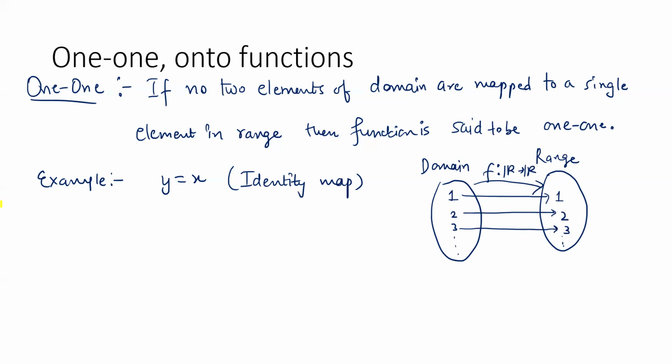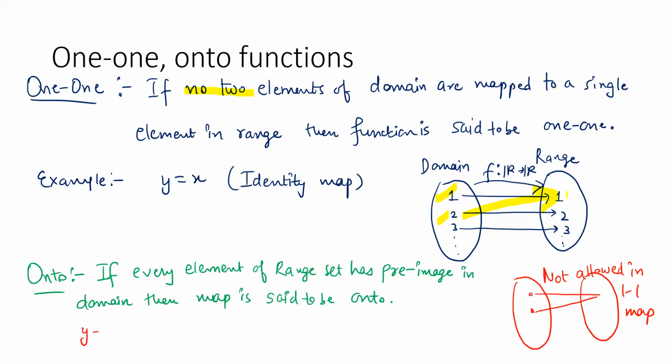So if you read the definition again, no two elements of the domain are mapped to a single element. That means each element in the domain is going to have its unique image. And obviously, you cannot have the situation like this. 2 cannot be mapped to 1. So no two different elements of the domain are being mapped to a single element. So if that is the case for a function, that function is said to be one-one. And this is one example of a one-one map. There are plenty of others.